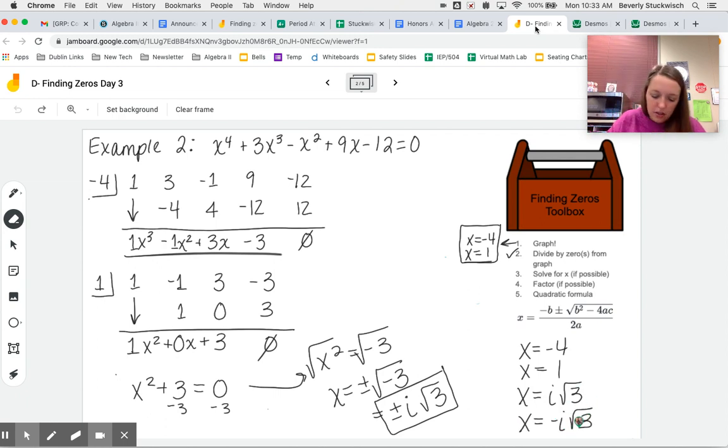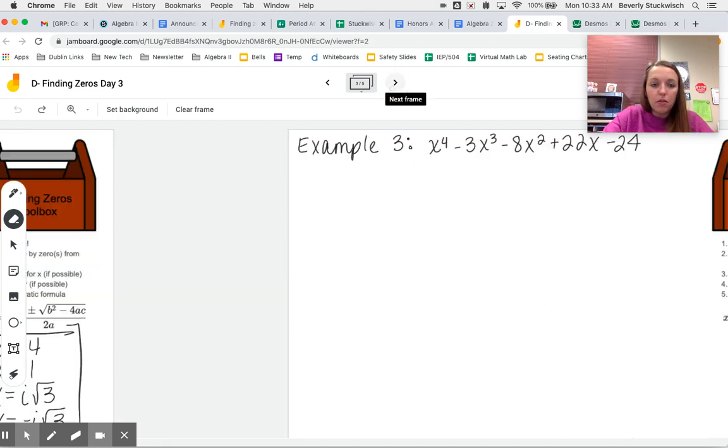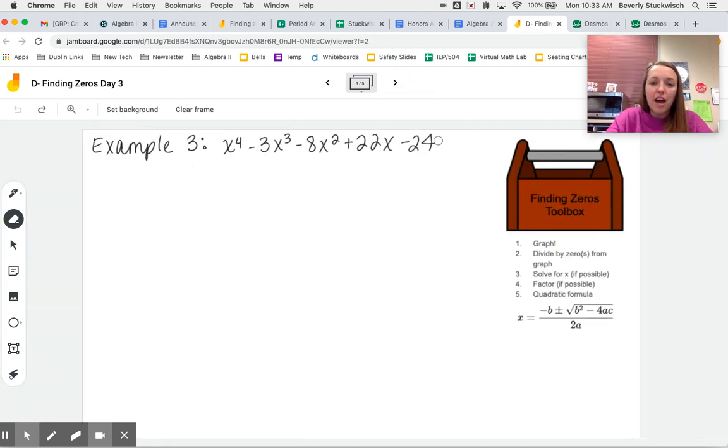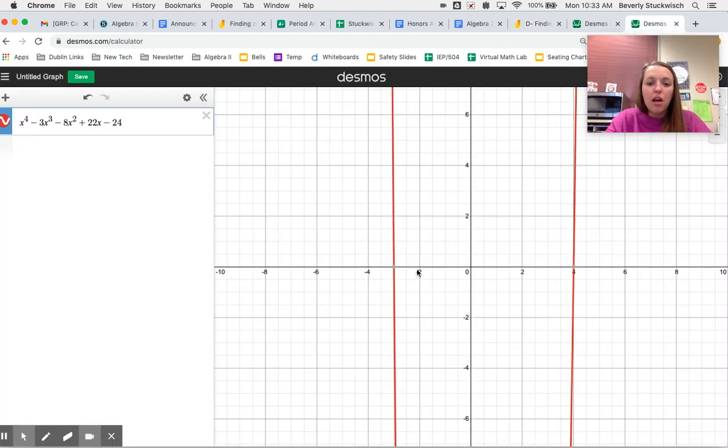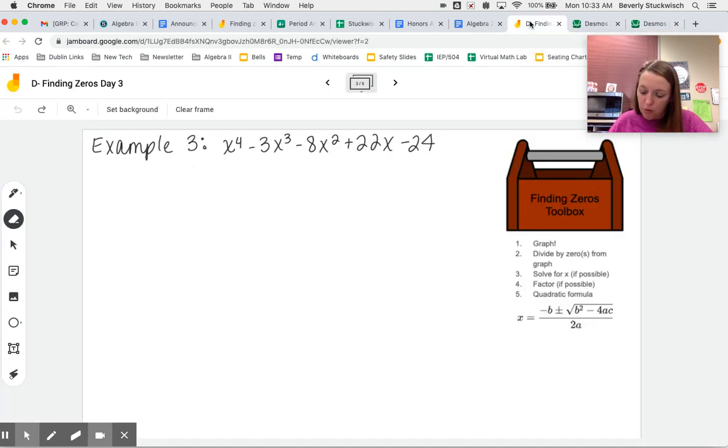4 zeros, x to the 4th. Okay, let's do one more. Again, 5 terms, so I can't factor it. Let's hope Desmos can help me. It can. I see 2 real zeros. That means I'm going to be looking for 2 imaginary zeros, but my 2 real ones are at -3 and 4.